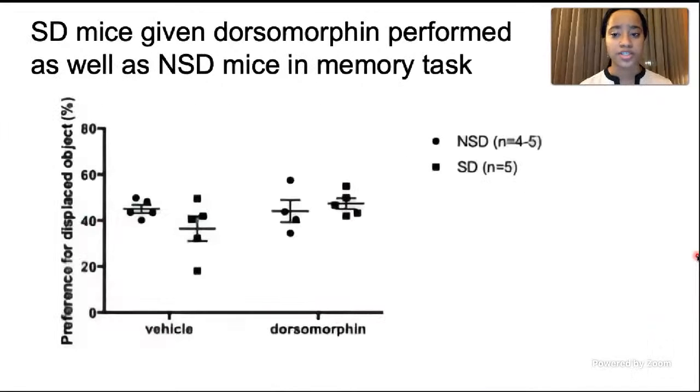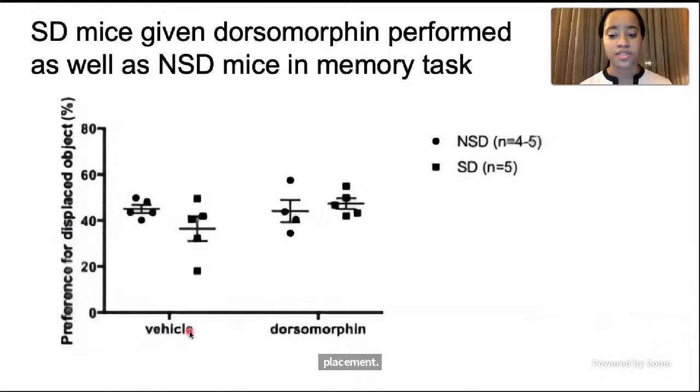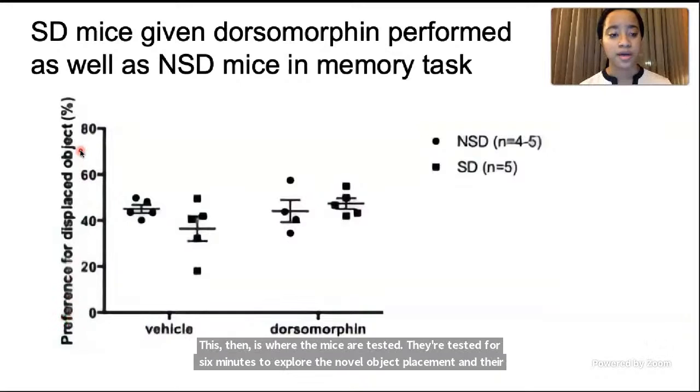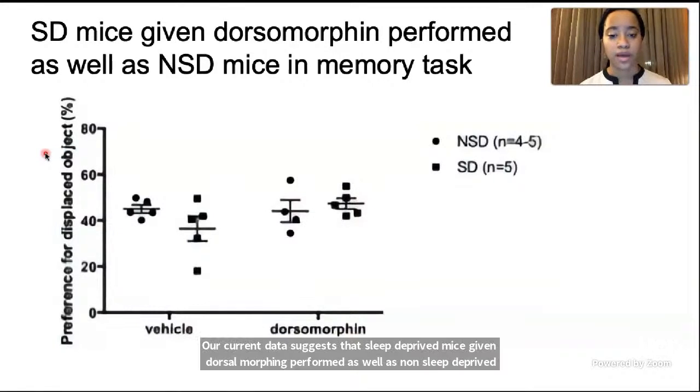Our current data suggests that sleep-deprived mice given dorsomorphin performed as well as non-sleep-deprived mice in the memory task. On the x-axis, the mouse conditions of vehicle mice given saline and dorsomorphin mice given dorsomorphin are shown. On the y-axis, their preference for the displaced object is shown. Specifically, we are examining whether the mouse explored the displaced object in a novel location for more than 33% of the total time it explored all of the objects.